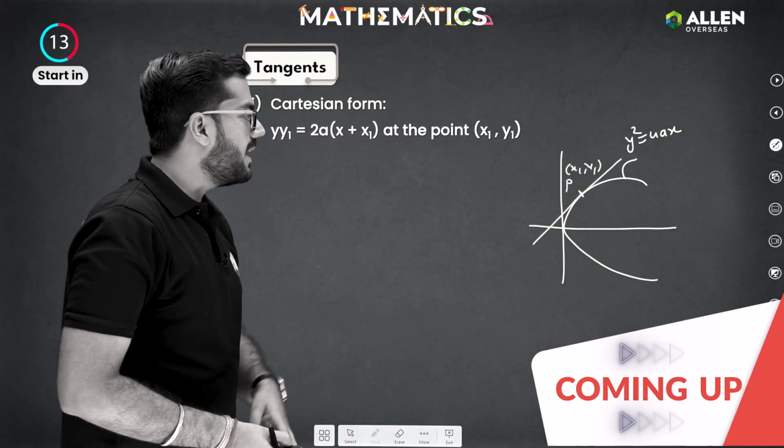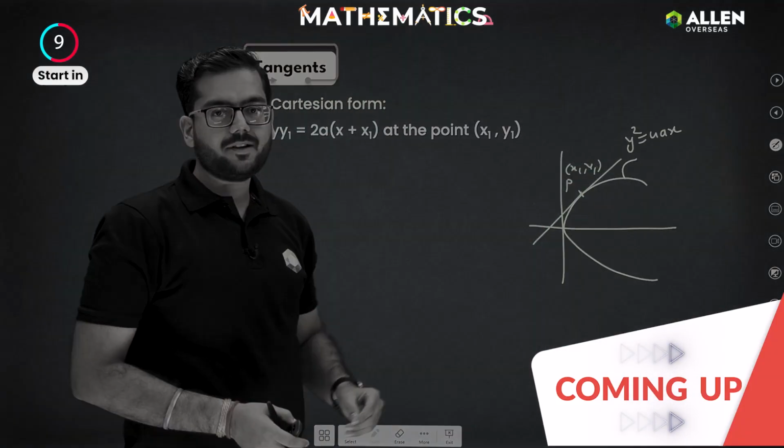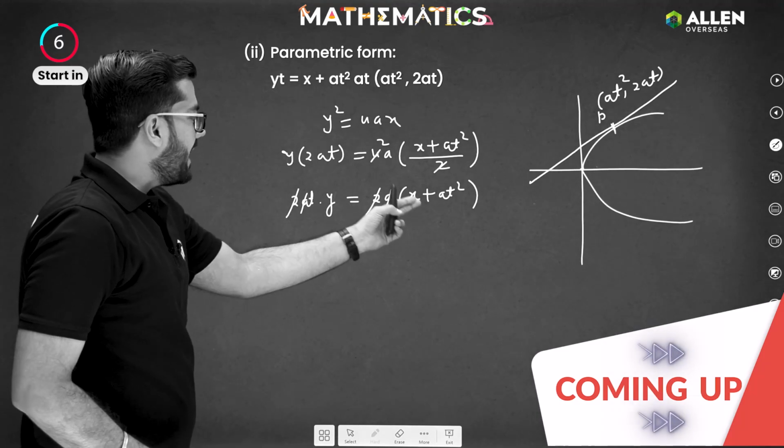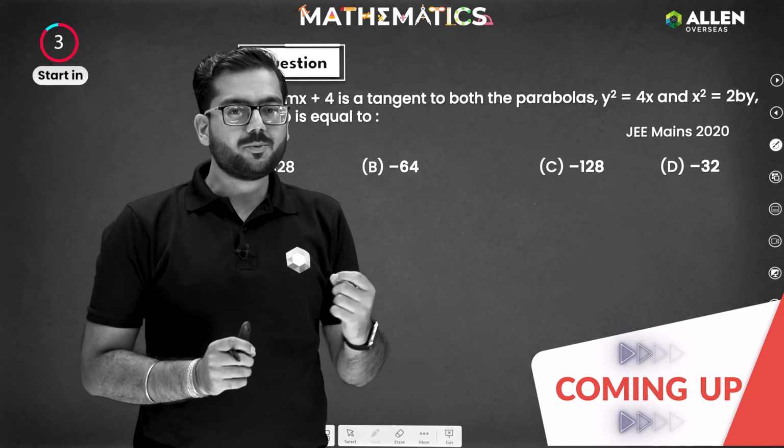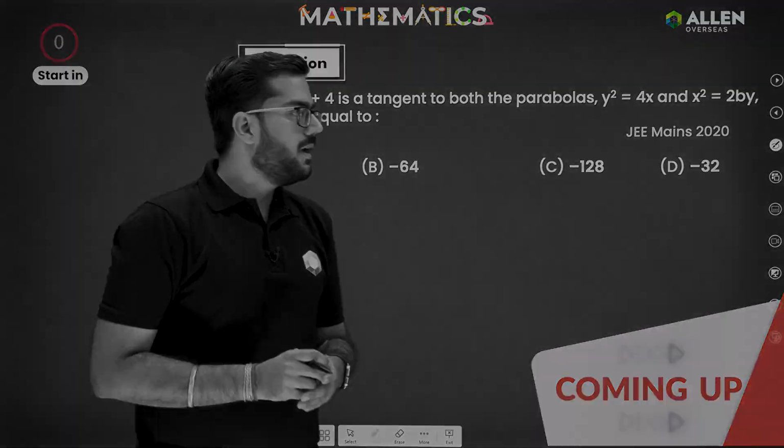Now I want to make a tangent on this point of contact. So y into t, you will get x plus at square. So what would be the process? Process is simple.